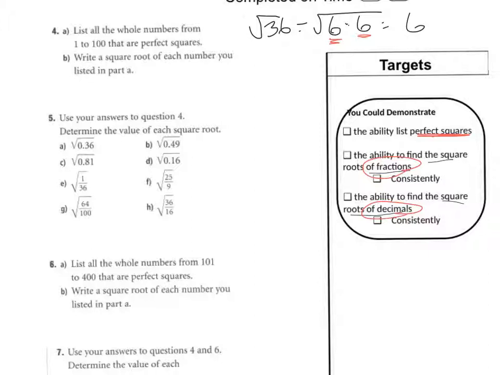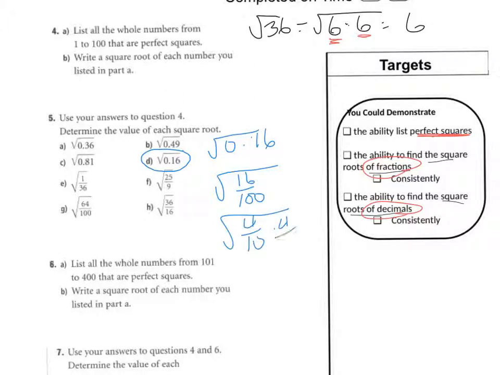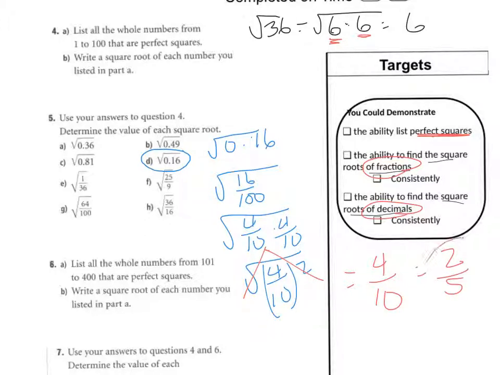So let's do D. D is the square root of 0.16, which can be written as 16 over 100, which then can be written as 4 over 10 times 4 over 10, which is 4 over 10 squared. Square root cancels a square, so the answer is 4 over 10, and you reduce it to an answer of 2 over 5. Okay?